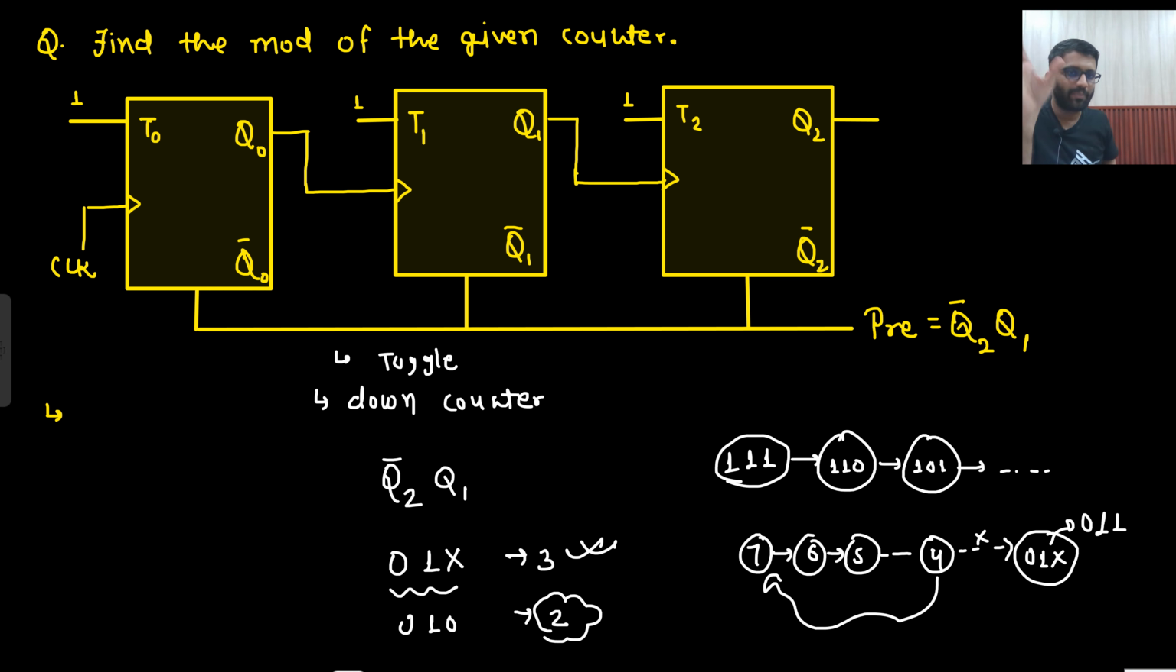Digital electronics is just the aptitude. So where should your loop be broken? At 3 it should be broken. So 0, 1, 1. So what is the mode? From 7 to 4 you are going. So what is the mode? Mode 4.